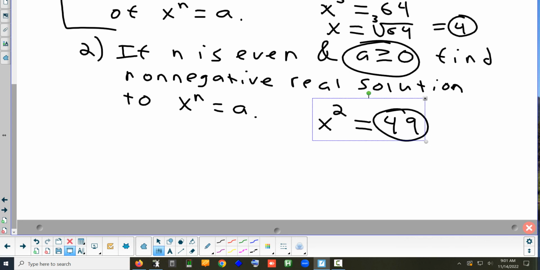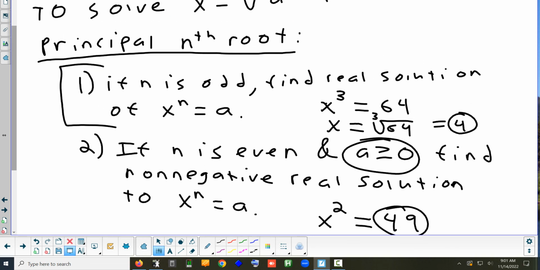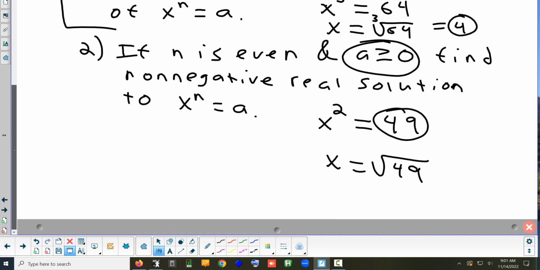How do you get rid of an exponent of 2? Yep. You take the square root on both sides. Well, we just said earlier you can't take the square root of a negative. So if 49 was a negative, now we would be getting into imaginary numbers, and that's not what we want to do in this section. So we're good. 49 is positive. We can take the square root of 49.